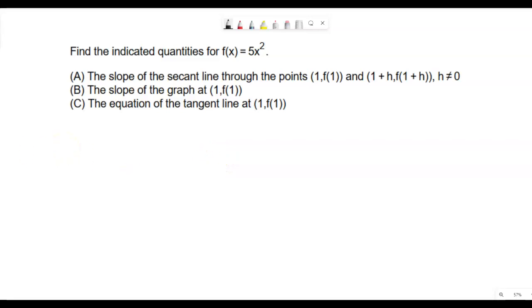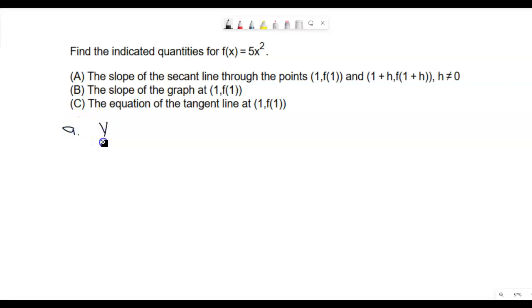Beckstrom, and today we're going to be taking a look at an example from section 2.4. This is the average rate of change and/or the derivative. This is question 2, and it says find the indicated quantities for f of x is equal to 5x squared. So remember, we want to use that slope formula. It looks a little bit like this.